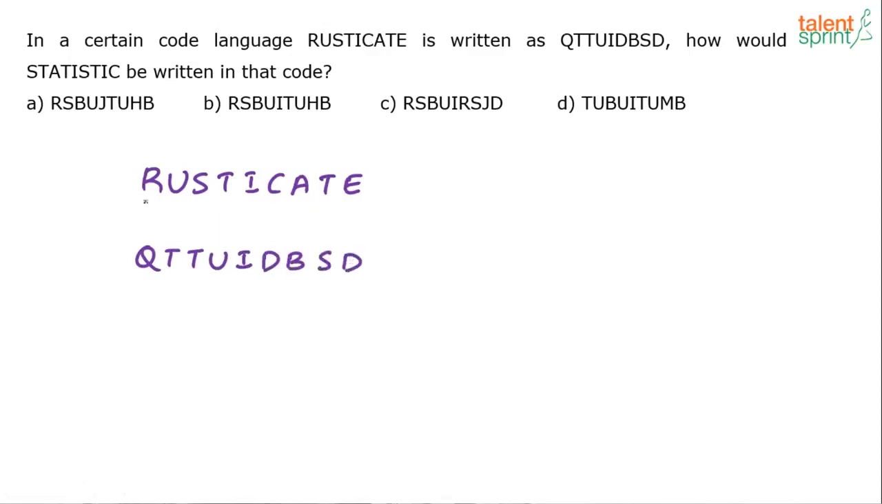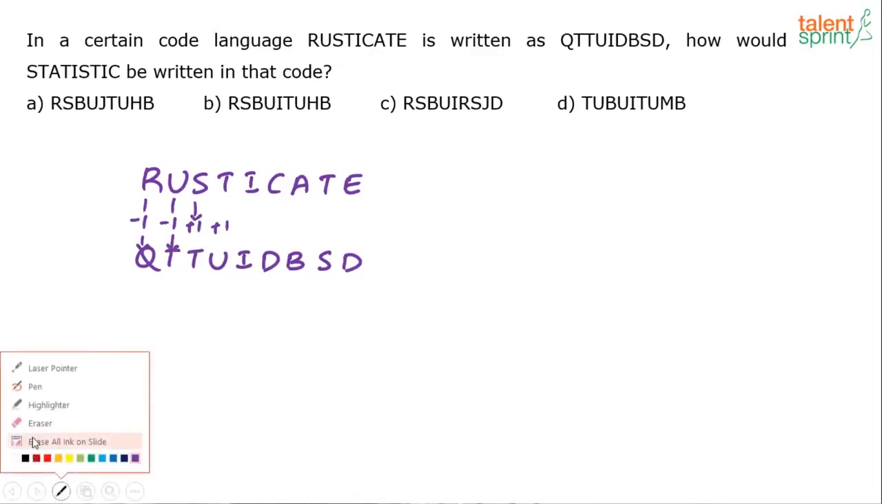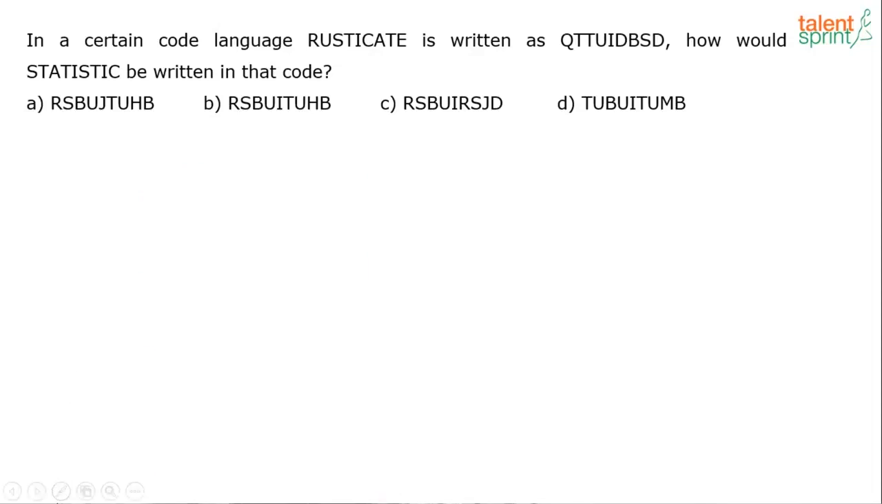QTTUIDBSD, right? So if you observe from R to Q, it is -1. U to T also is -1. R -1 is Q, U -1 is T, S +1 is T, T +1 is U. You're able to follow? It's looking very messy. Let me just do it again.